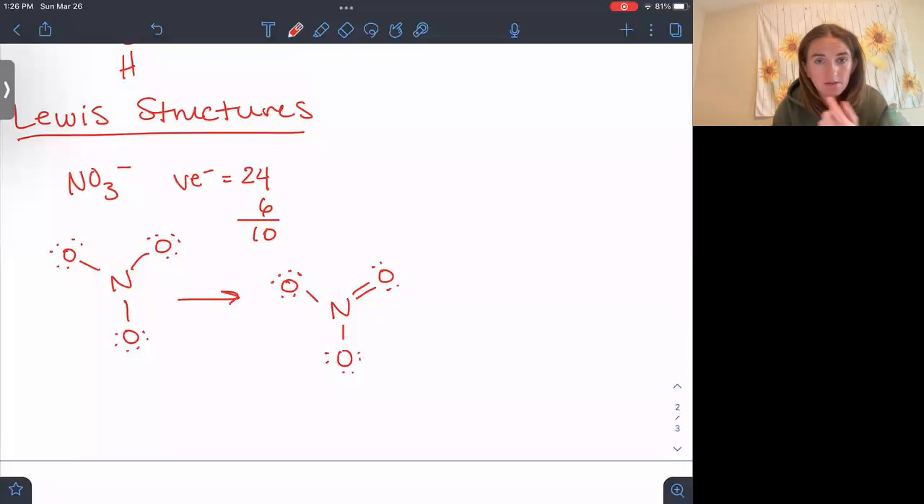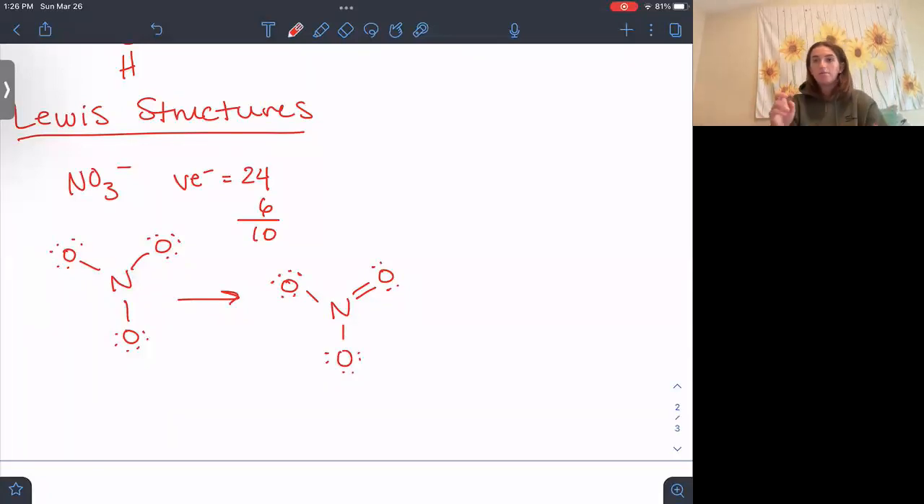Each of our oxygens have 8 electrons, and then our nitrogen also has 8 electrons. Where can we have more than 8 electrons? Yep. So anything in the third row or down.